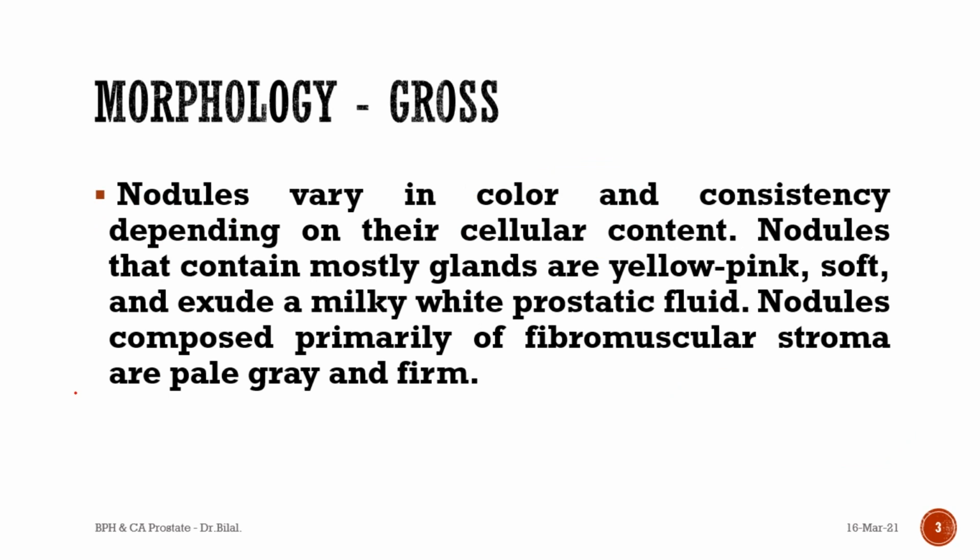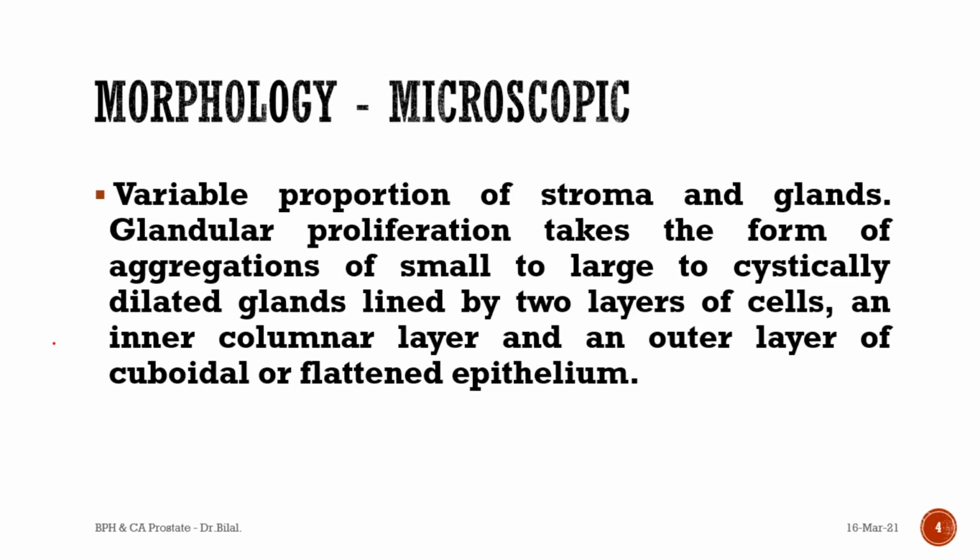Upon gross examination, we'll see the pictures later on, but on gross examination, there are nodules. Remember that there are nodules, the appearance of which varies according to the cellular content, that is, whether it's more of a glandular hyperplasia or more of a stromal hyperplasia. When it's more of glandular component that's present, they look yellow-pink and soft in consistency. But when they're composed mostly of fibromuscular stroma, they're pale gray and firm in consistency. So this is the major difference on gross examination.